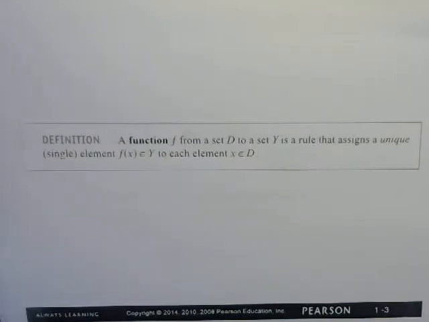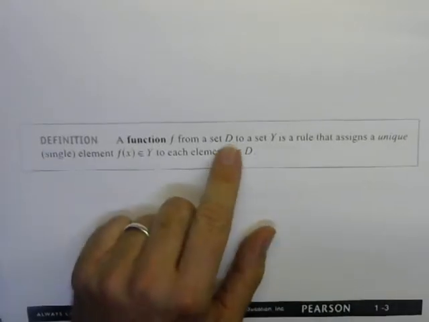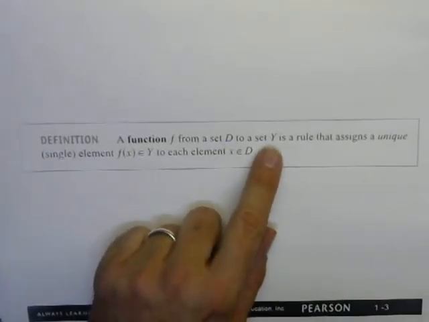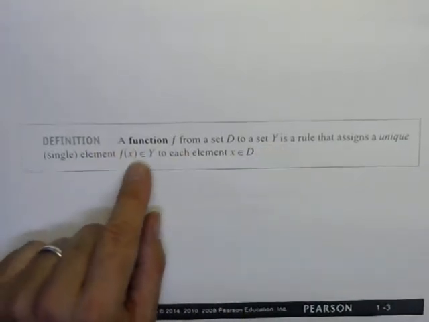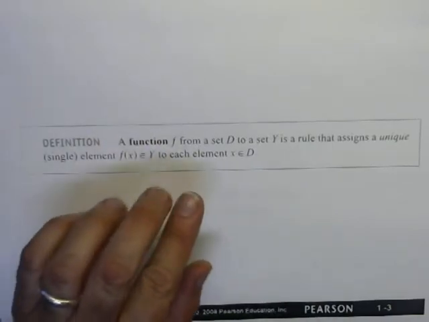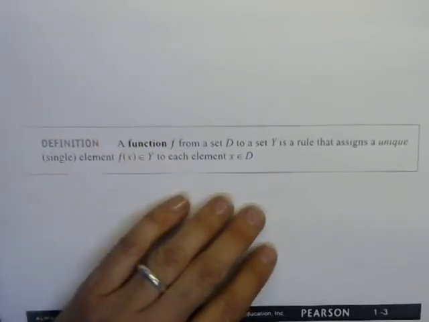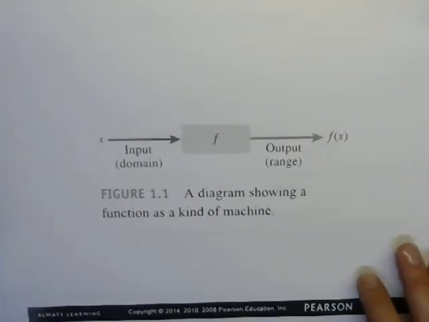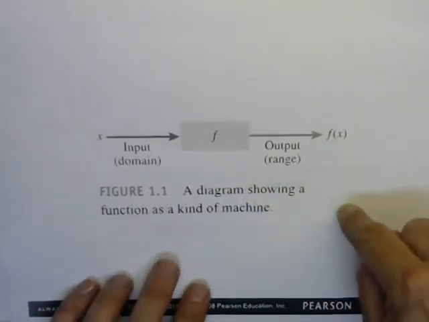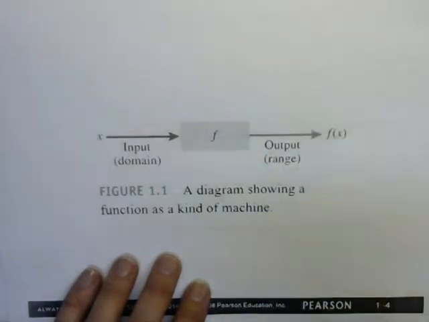So let's first of all define what a function is. So remember, a function from a set D, which is sometimes called the domain, to a set Y, which is sometimes called the range, is a rule that assigns a unique, single element of Y to each element of X, right? So that means in order to be a function, each element of X can only get sent to one element of Y. So if you think in terms of an X and Y coordinate system, that means each X coordinate can only get sent to one Y coordinate. You can't have, say, for example, an X coordinate that's sent to, say, 3 and 5.